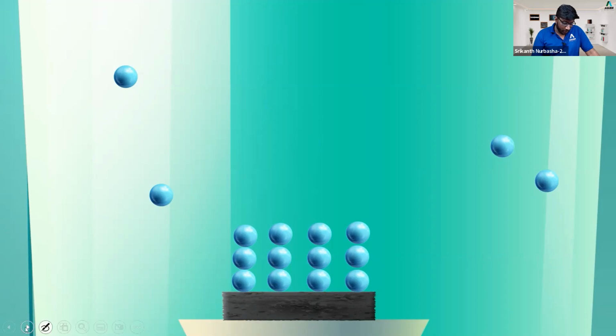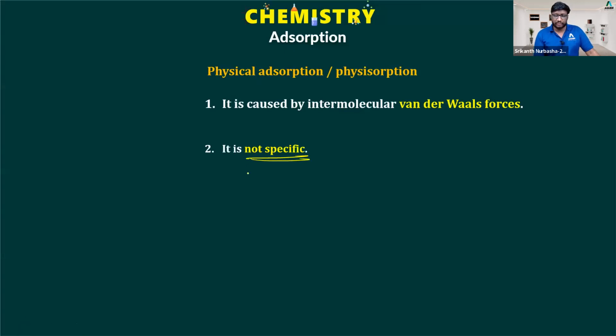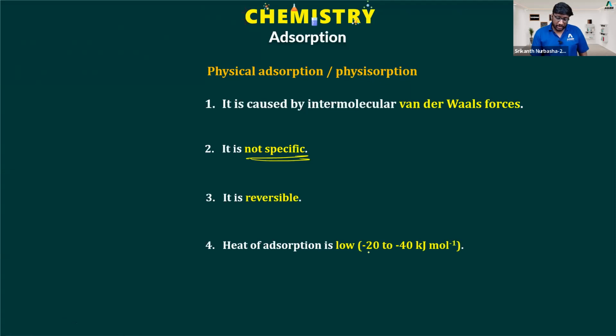Chemisorption is mostly unimolecular. Physical adsorption is caused by intermolecular van der Waals forces, so it is not specific. It is reversible. Why is it reversible? Because the adsorbed gas molecules can easily dissolve, as the van der Waals forces of attraction are weaker. And the heat of adsorption, how much heat is released, is less than in chemical adsorption. Heat of adsorption is low, only -20 to -40, whereas there you will have 80 to 240. Greater heat of adsorption, chemical adsorption. Lesser heat of adsorption, physical adsorption.